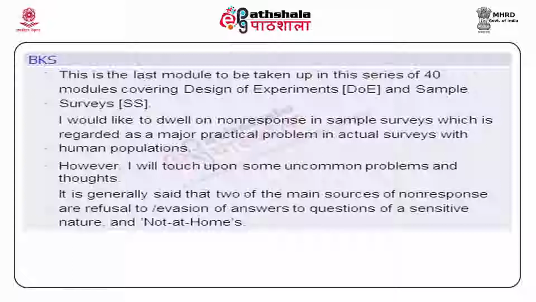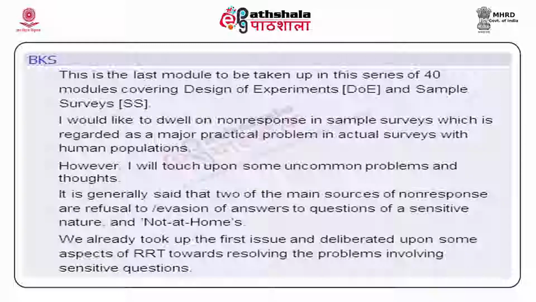Whenever you are dealing with human populations, first thing could be if it is a sensitive nature. If the issue is of sensitive nature, then of course, people might try to refuse giving an answer, or they might give a wrong, untruthful answer. These are the typical things that happen. That is why we talked about RRT and other modifications. And the other thing is people are not available. So, how do you expect to get response from them either way? Okay. So, we already took up the first issue and deliberated upon some aspects of RRT towards resolving this problem involving sensitive issues.